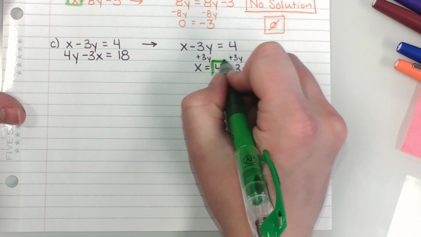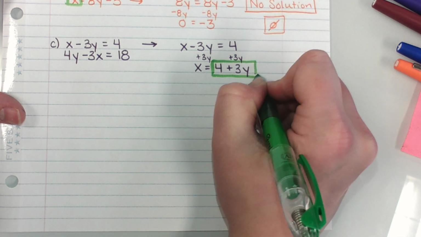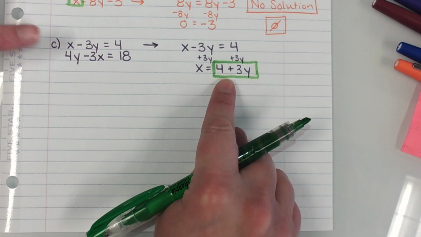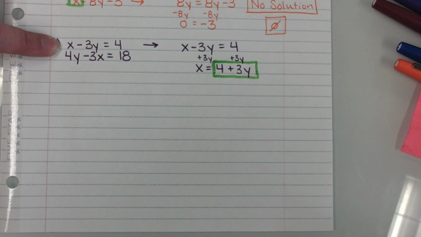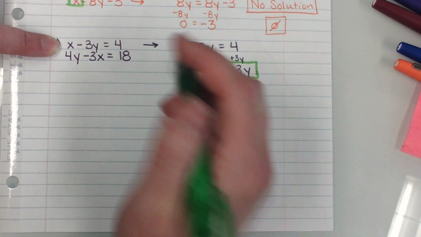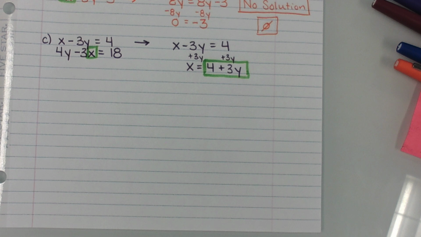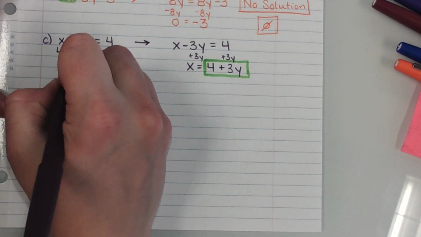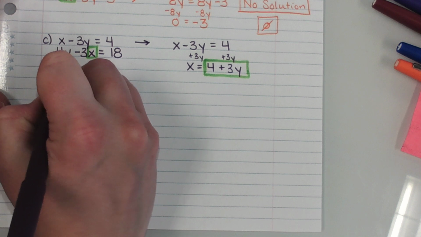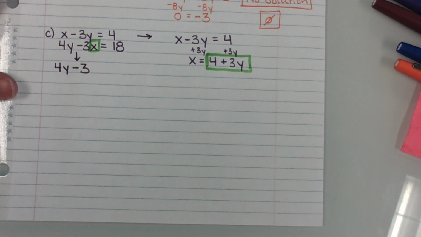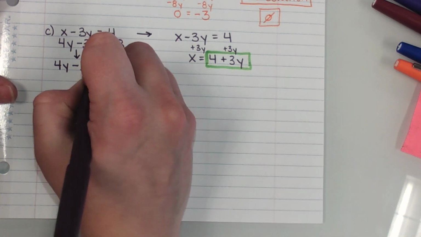One of the biggest mistakes that I see when people do this is they accidentally plug it back into the original equation that they manipulated. You cannot plug this back into the first equation, because the first equation is what got us this. You have to plug it in here. 4y minus 3, here's where the x is, here's where I replace, in parentheses.